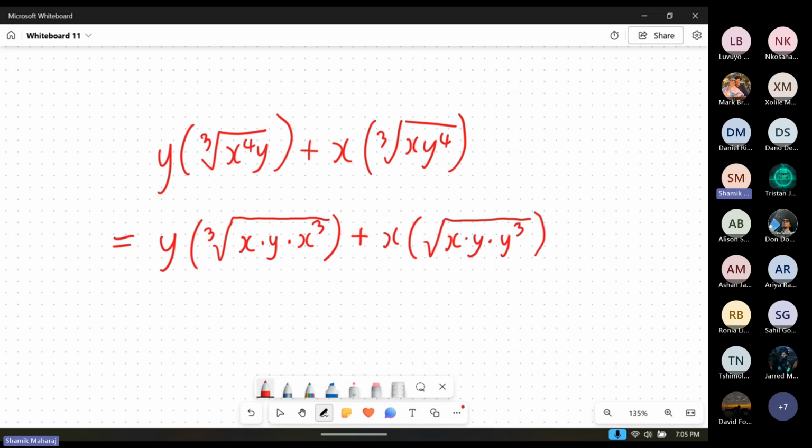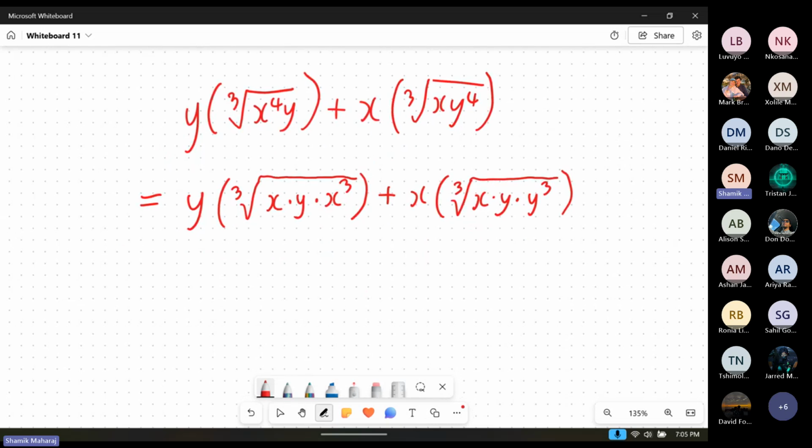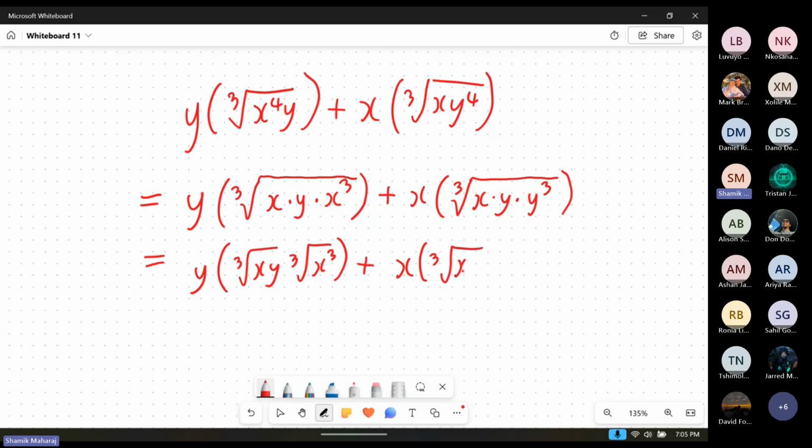Is that the same as the top? It's a cube root, sorry. Cube root of xy. Yeah, so I've already found something common, which is xy. Now I can write this as the cube root of xy, and then another cube root here with x cubed, which is just the leftover from that. And here I'll do the same thing. I'll pull out the cube root of xy, and the leftover here is the cube root of y cubed.